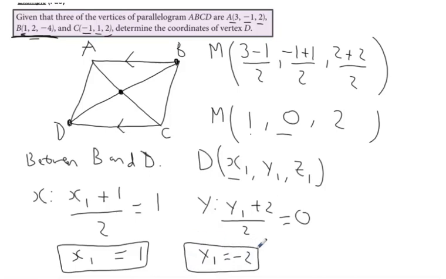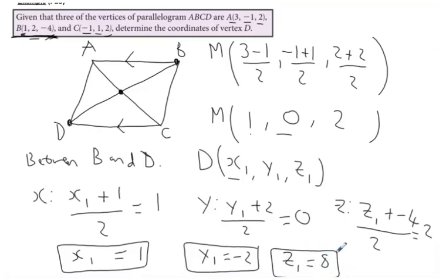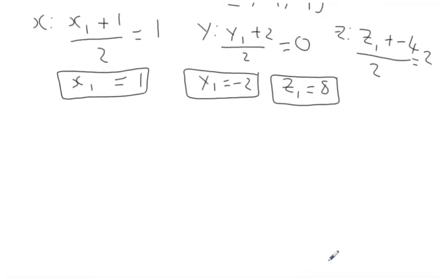And the same for the z's. z1 plus the z coordinate of point B, which is minus 4, so z1 minus 4 over 2 equals the z coordinate of the midpoint, which is 2. So 2 times 2 is 4. 4 plus 4 is 8. So z1 must equal 8. So the coordinates of vertex D is at 1, minus 2, 8.